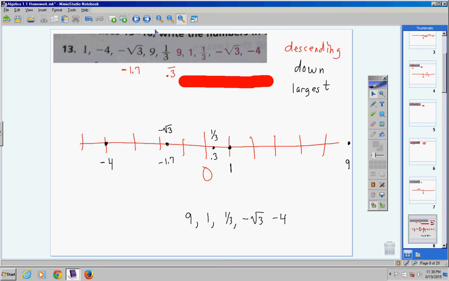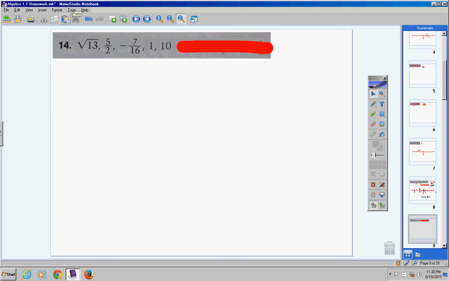And let's continue on. Number 14. Square root of 13 is going to be 3.6. 5 over 2 would be 2.5. 7/16 would be 0.4375, negative 0.4375, and then 1 and 10.